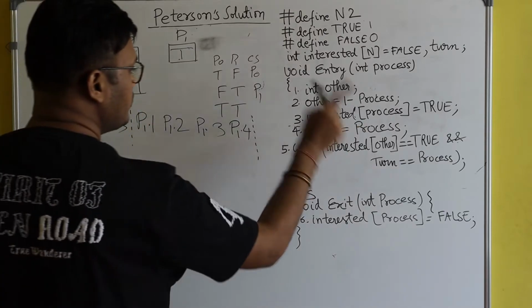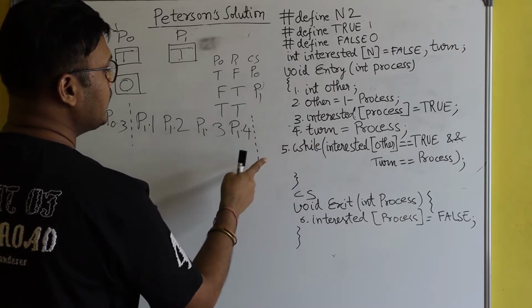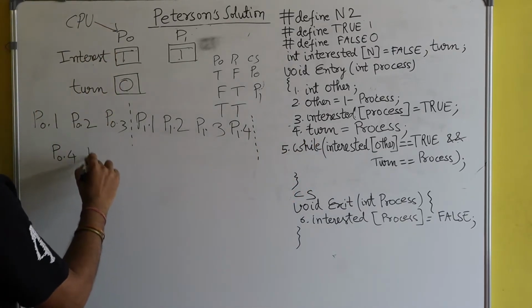Okay. Turn will become 0. And after that, P0 wants to enter inside the critical section. For that, P0 will execute line number 5.